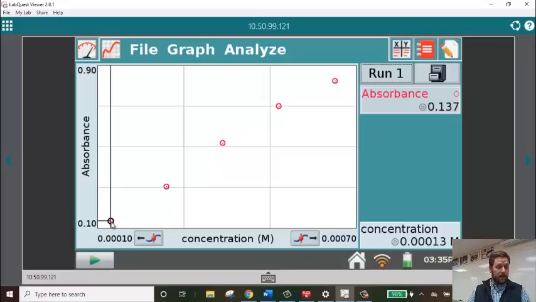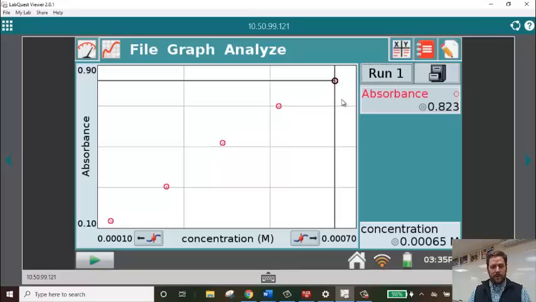Solution A had a low absorbance. Solution B, an even higher absorbance. And it makes sense because solutions C and D and E are ever more concentrated, and as they're more concentrated, they are darker, and so more light is absorbed. It looks like a linear relationship.